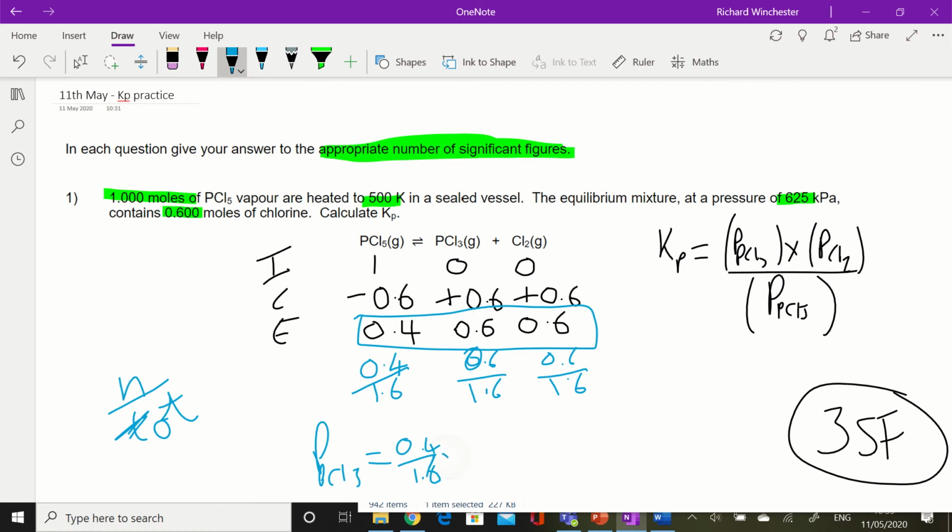Times by the total pressure. So total pressure here is 625 kilopascals. I'm going to be well behaved and use 62500 pascals. And that's going to give me a partial pressure of, do the sums, 0.4 divided by 1.6 equals a quarter, times it by 62500 equals 156250.